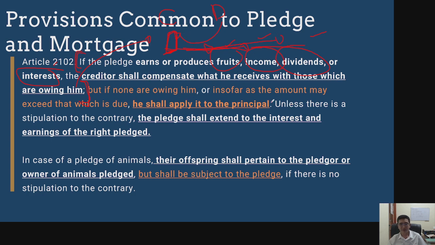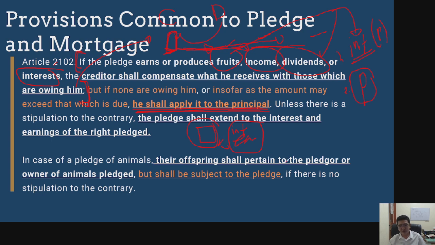But if none are owing him, insofar as the amount may exceed that which is due, he shall apply it to the principal. Okay? So ang ibig sabihin nun is itong fruits and income and dividends, interest, i-apply mo muna yan dun sa interest ng principal obligation. Okay? Kung wala ng interest, kung nabayaran na lahat, you pay the principal amount. Okay? Unless there is a stipulation to the contrary, the pledge shall extend to the interest and earnings of the right pledged. So, hindi lang yung dating pledge ang na-pledge, kundi pati yung interest and its earnings, pati yan is naka-pledge. So, parang kasama siya dun sa contract of pledge.